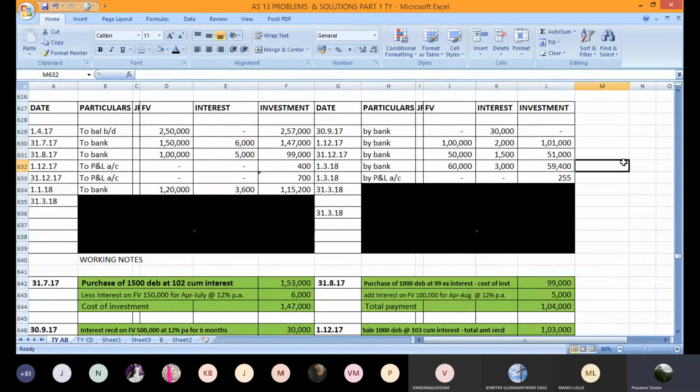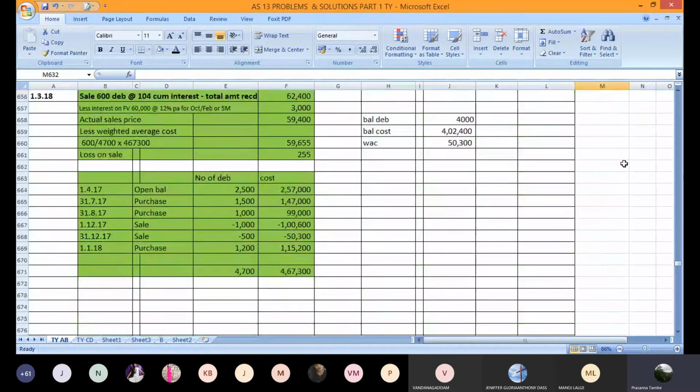यहाँ पे भी आपका वर्किंग नोट में आपको वही पता चलेगा. ये देखो 4,700 था. Out of that 600 are sold. So balance कितना होता है? 4,100 debentures. Here also you can get the same data or cross verify that. ये आपके total debentures थे at the time of sale. 600 are sold. So balance 4,100 होना चाहिए. वही balance आपका यहाँ पे face value column में आ रहा है.